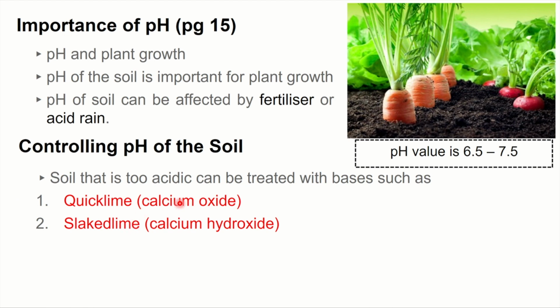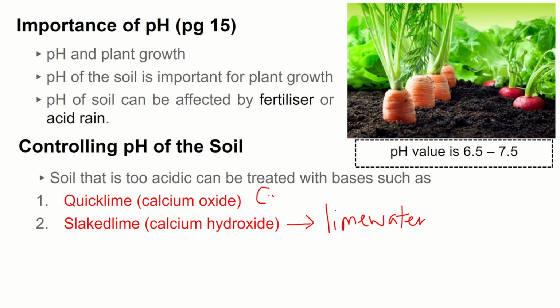So these are the two bases. Please fill in the blanks in your notes. We have calcium oxide, a metal oxide, or we have calcium hydroxide, which is also a base, a metal hydroxide. We also write down another name for slaked lime, which is lime water. Some of the questions can use the term quicklime or slaked lime. So this one, please remember.